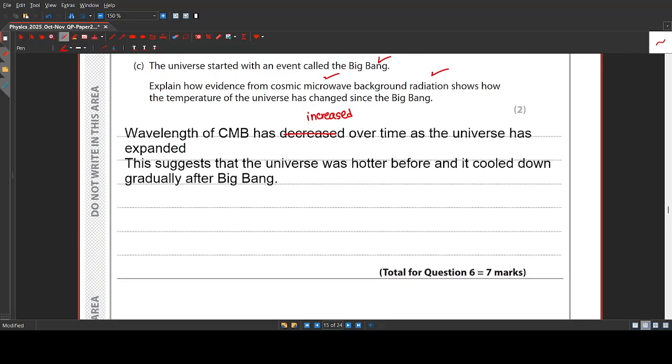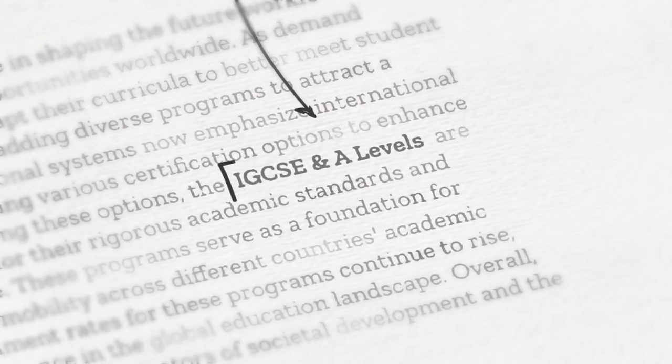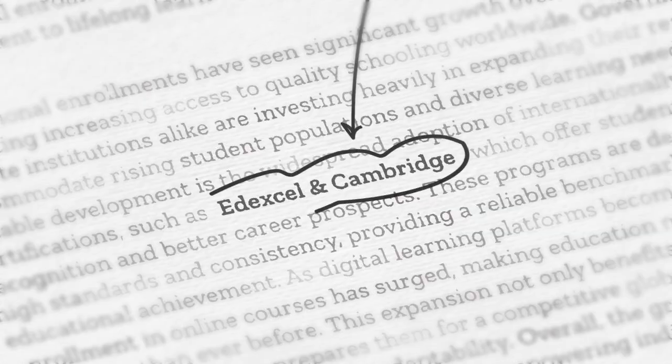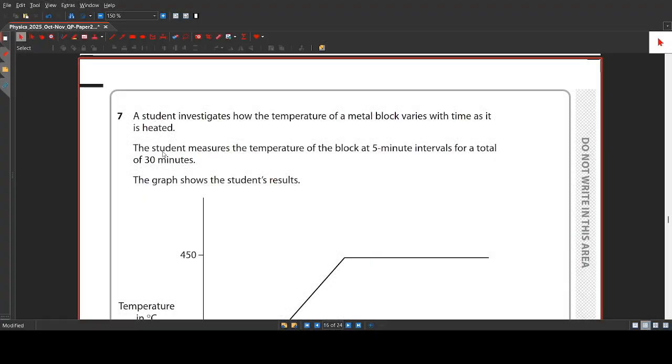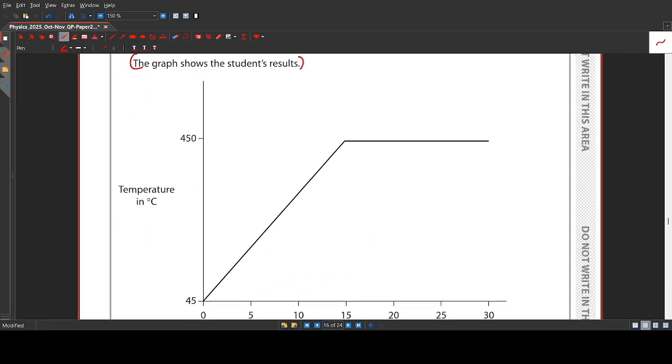All right. So yeah, those were the 3 questions of question number 6. I hope you have understood question number 6 completely. Question number 7. A student investigates how the temperature of a metal block varies with time as it is being heated. The student measures the temperature of the block at 5-minute intervals for a total of 30 minutes. The graph shows the student's results. All right, so let's have a look at the graph.